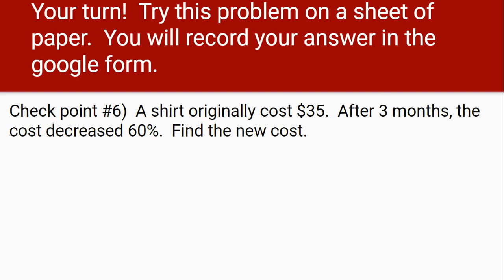All right, last checkpoint for the day. Try this problem on a separate sheet of paper. Use your calculator for help and record your answer in the Google form.